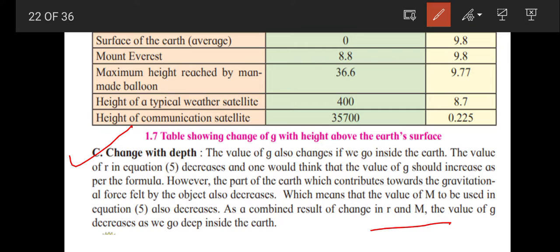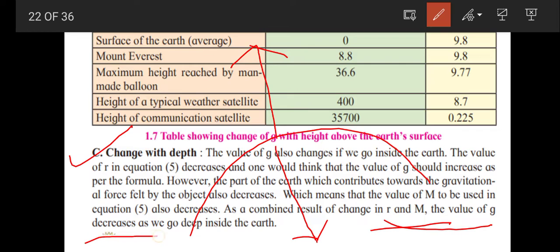See what they are saying: here the earth is there, and as we move upward the value of g decreases. Same here, as a combined result of the change in R and M, the value of g decreases as we go deep inside the earth also. As we go deep, the value of g decreases. So this is due to the radius and the M factor, that is the mass of the earth.